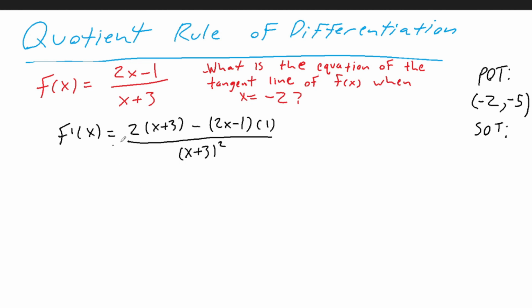And then what we can do from here, we don't really need to simplify anything. We can just plug in our x equals -2. So we're going to write this line, and then x equals -2. And we're going to plug in -2 for all the x's.